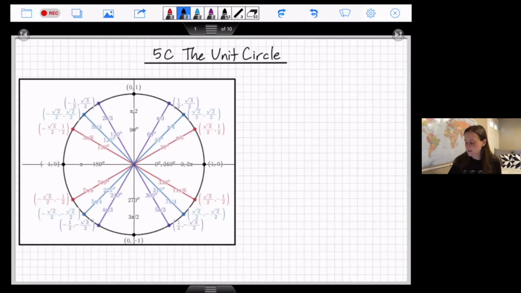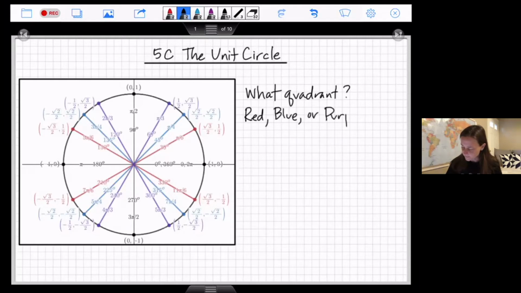All right, so let's summarize that. We need to know what quadrant we're in. And we also need to know, is it a red, blue, or purple angle? All right, so I'm going to focus on the quadrant question in this video and the red, blue, or purple question in the next video. All right, so once we know what quadrant we're in, we can actually predict whether sine, cosine, and tangent are going to be positive or negative just by thinking about what quadrant we're in. All right, so let's think about our 4 quadrants.